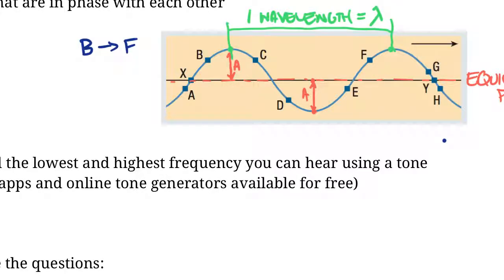What else is a wavelength apart? Well, if we look down here at A, just below the equilibrium point, we go up, down, and back up just below the equilibrium point, it looks like A and E are one wavelength apart as well.